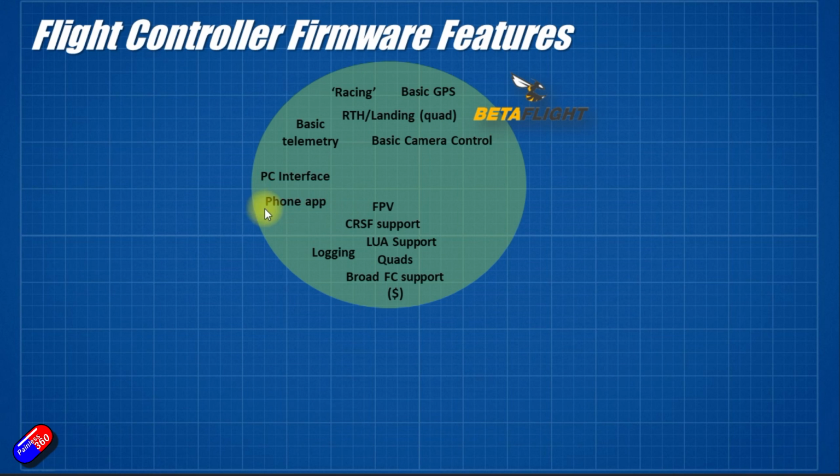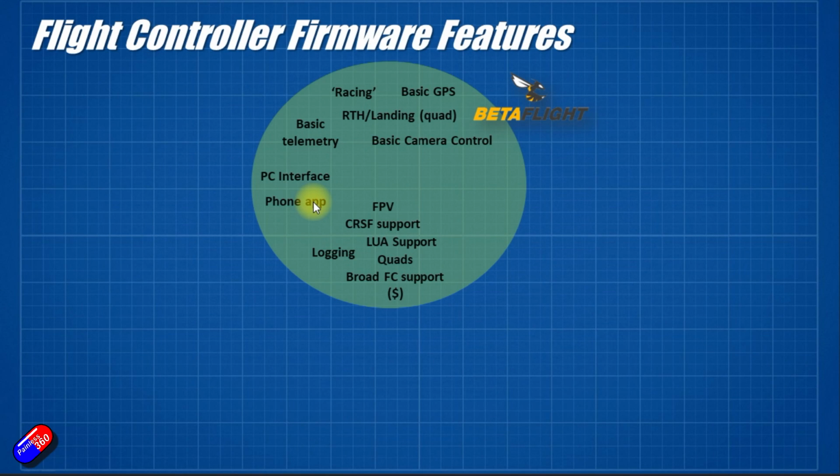There's also a phone app. SpeedyBee do a phone app that you connect to via Bluetooth. Lots of flight controllers have Bluetooth on now, and you can pretty much set up a flight controller at this point without the need for a PC. It's incredibly handy at the field. If you want to tweak something, you don't need to pull a computer out. You can pull out your phone, connect to it with the SpeedyBee app, and make the changes you want to.